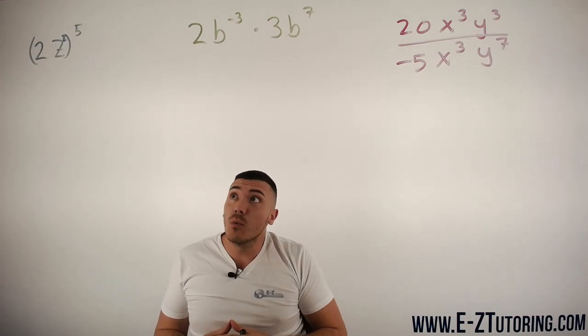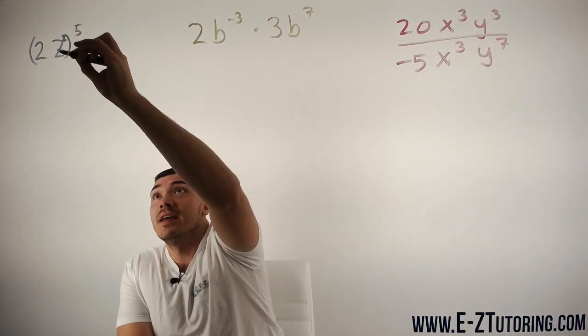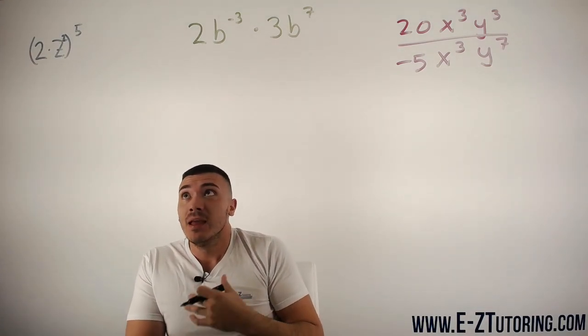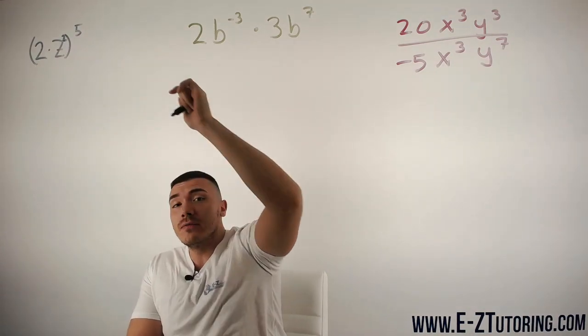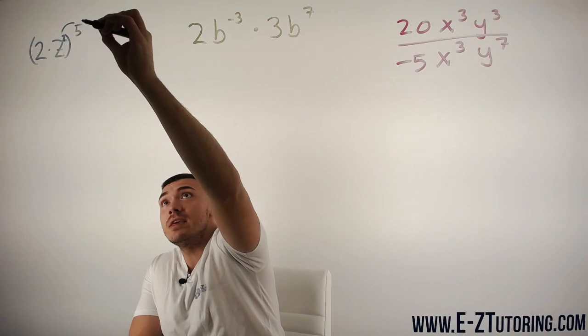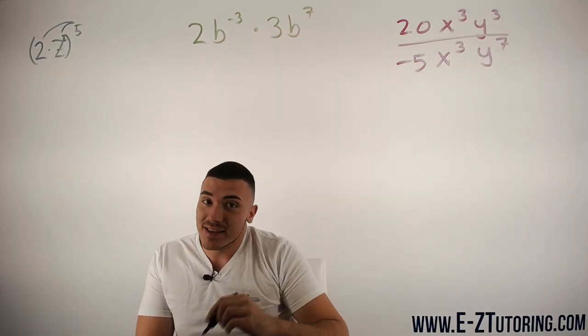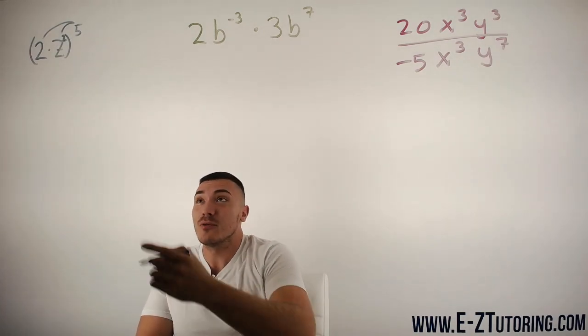Well, first, we have to realize that inside this parentheses is multiplication. 2 times z squared. Whenever you have multiplication and you have an exponent on all of these terms, you must distribute the exponent to every single term. This is a very, very common mistake that students will make, and students will generally distribute it only to the z.